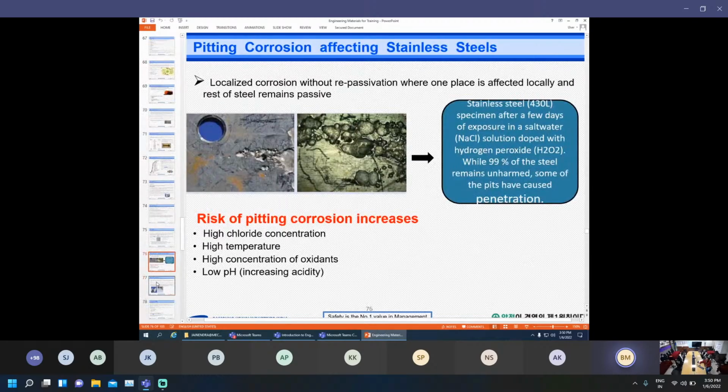Localized corrosion looks like this. It is affected by high chloride concentration or high temperature. Suppose the flow is stagnant and there is very high temperature at one place. It is going to affect the stainless steel locally.